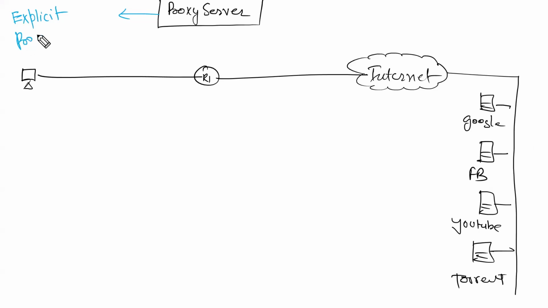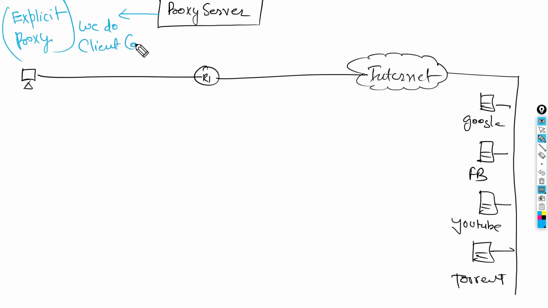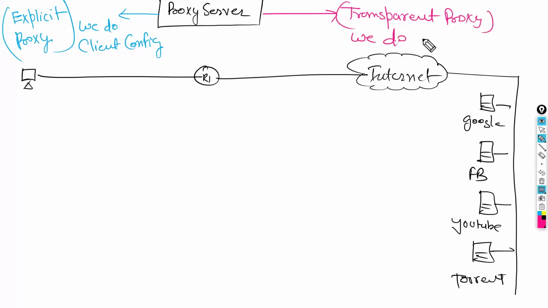explicit proxy. And in explicit proxy, we do client configuration, or we have to do client configuration. Second method of deployment of proxy server is transparent proxy. In transparent proxy, we do gateway configuration. Either you need to configure client or you need to configure gateway.